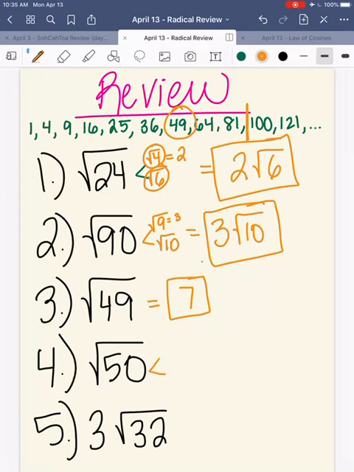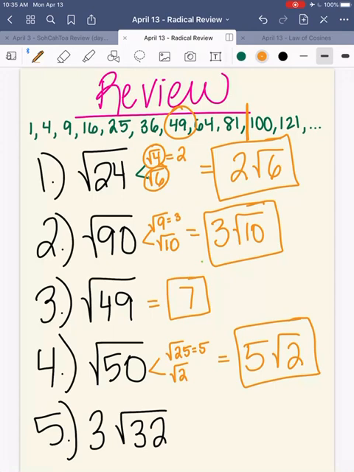All right, let's try to break down 50. So 50, we're going to look at 49 and below. So 49, no. 36, no. 25, yes. So we're going to have the square root of 25 and the square root of 2. Well, the square root of 25 is 5. So our final answer is 5 radical 2. Okay, this should be review. If it's not review, I'll link some more YouTube videos so you can watch.